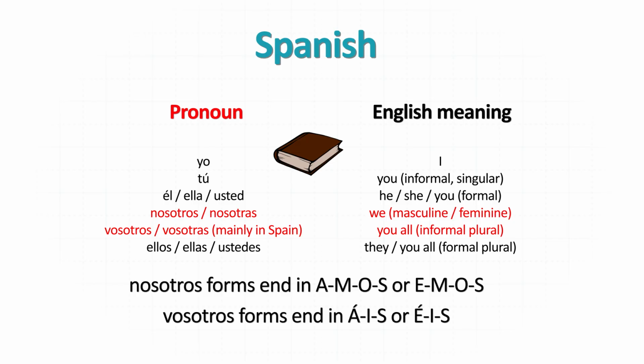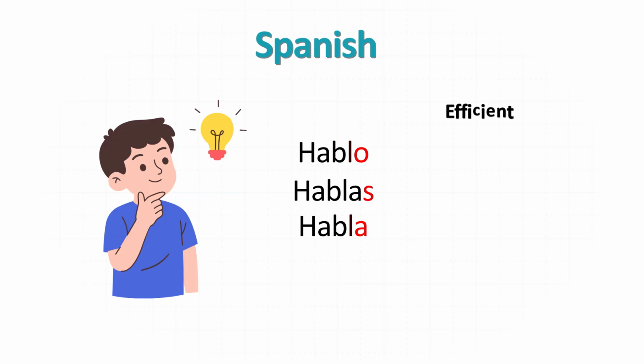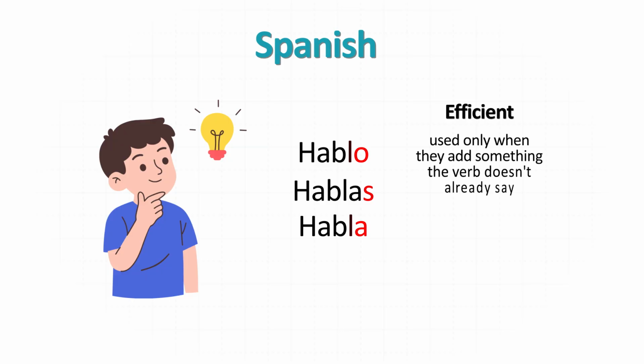Now you understand why Spanish sentences often start with verbs. The verb ending carries the subject information that English puts in a pronoun. When you see hablo, hablas, habla, you're not missing anything. The subject is right there in the ending. Spanish isn't being vague or incomplete, it's being efficient. The language builds the grammar into the verb form so pronouns can stay optional, used only when they add something the verb doesn't already say.